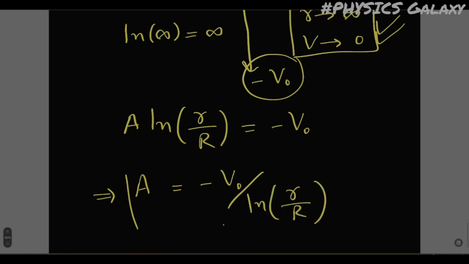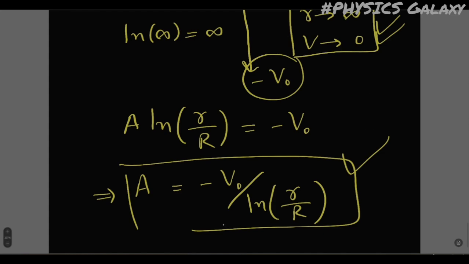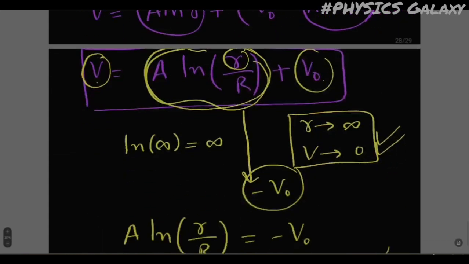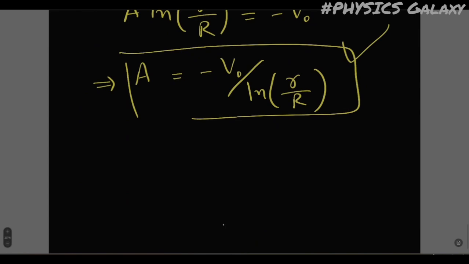Now we have both the constants. I have A and I have B also. And we can substitute into our final equation, that is V equals A ln of R plus B.